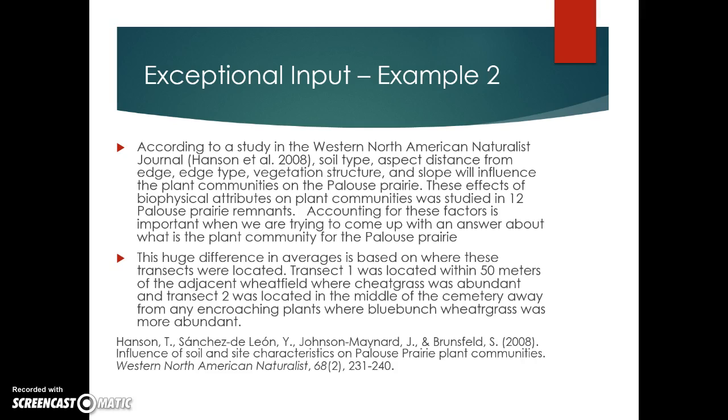What was exceptional about this is that this person not only read the paper, but they related it to their results. And at some point they said there was a huge difference in the average based on these transects, where the transects were located. Transect 1 was located within 50 meters of an adjacent wheat field where cheatgrass was abundant, and transect 2 was located in the middle of the cemetery, away from encroaching plants, where bluebunch wheatgrass was more abundant. So they read a paper, and that's not exceptional. What's exceptional is that this person related what they read to their data.